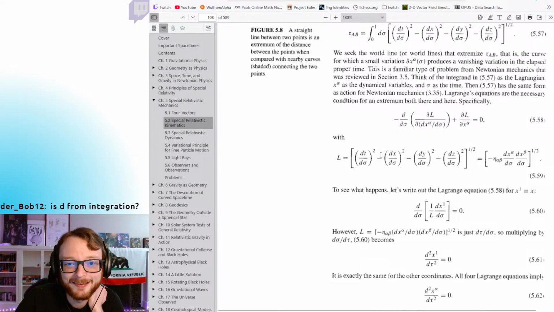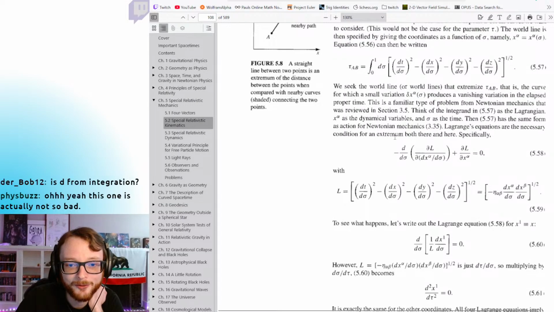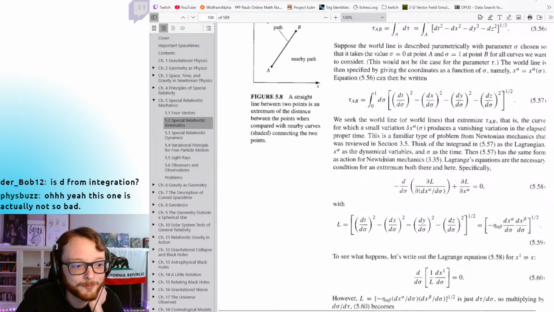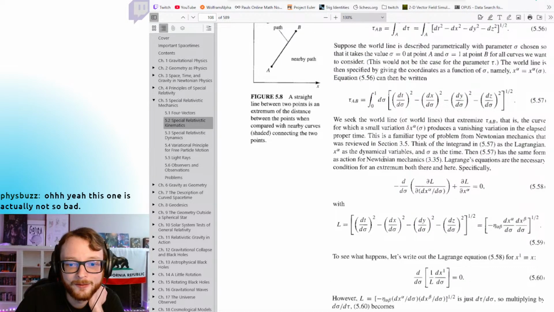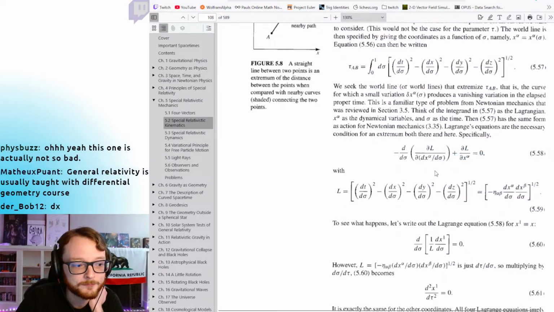But yeah, the Lagrangian is just, I did figure this out at the time that I read it. The Lagrangian only depends on the derivatives with respect to sigma. It doesn't depend on the original things. So the second term in 5.58 is 0. Oh, damn it. There you go. That's where it went. Oh, thank you.